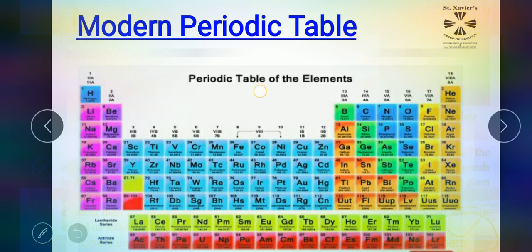Here, students, I'll show you the picture of the modern periodic table. See here, students, this is the modern periodic table. What Henry Moseley did was arrange the elements as per atomic number, in increasing order of atomic number, and he prepared the modern periodic table. Now this is the periodic table which is famous and which we are learning till now.